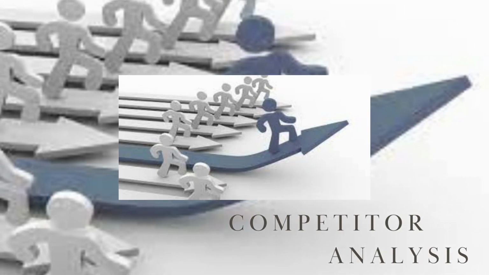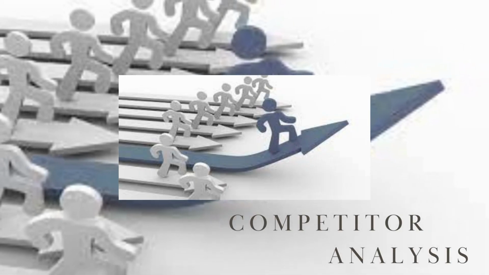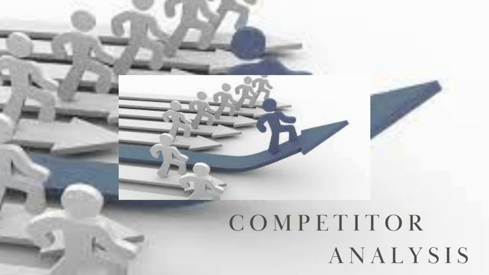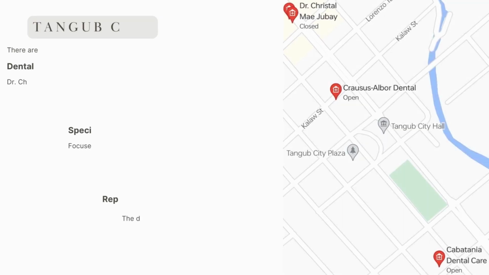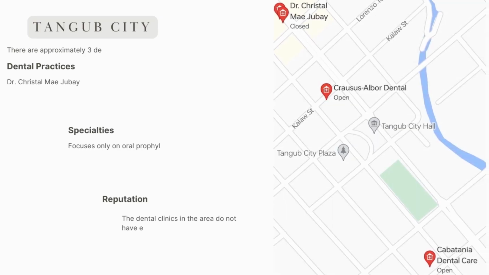Next, analysis of competitors is a great way to know your competitors when you decide that you really want to put up a clinic in that specific area. Knowing this will help you identify the industry or the dental specialization. In Tangub there are 3 known dental clinics, but they are offering only limited services.